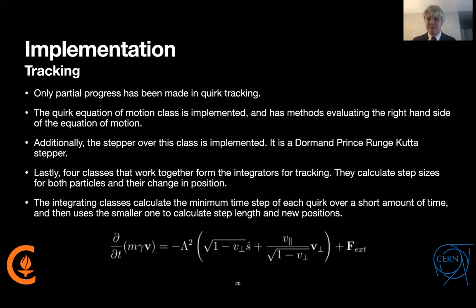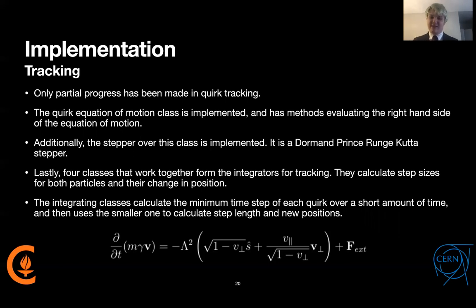Now we move to tracking, in which only partial progress has been made. The quirk equation of motion has been implemented, but it's implemented in an equation of motion class and has methods that exclusively evaluate the right-hand side of the equation of motion given below. Additionally, we have a stepper over this class that is in charge of actually stepping over the equation of motion. It is a Runge-Kutta method known as the Dormand-Prince method. It's copied from Geant4 code and expressed for 2 quirks.